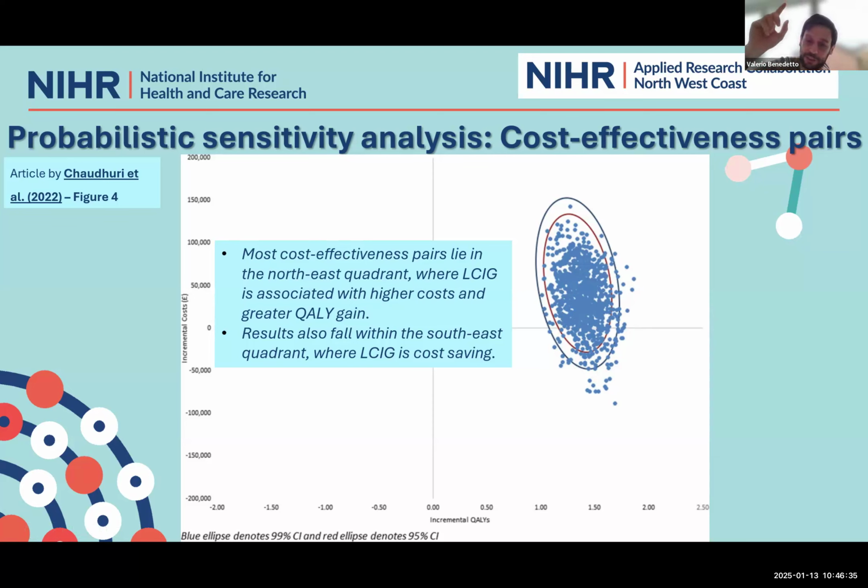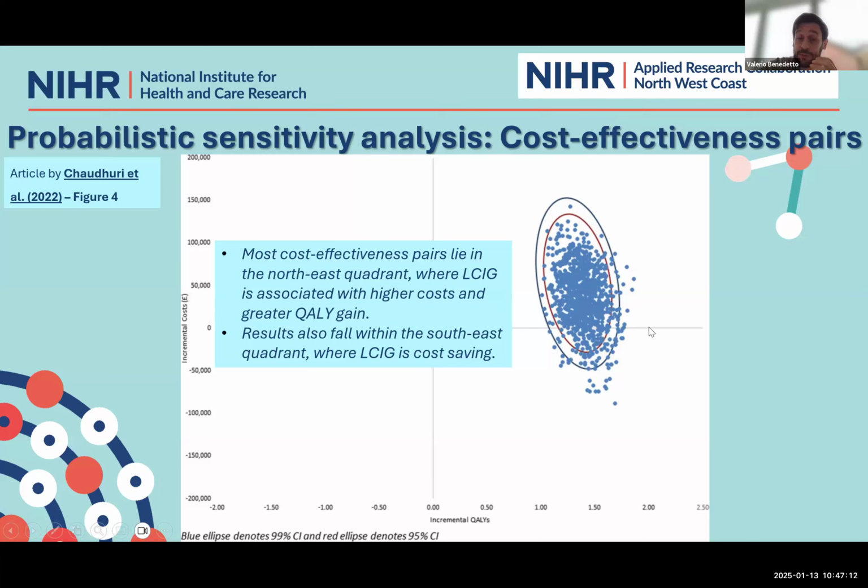So if we go back to the cost effectiveness acceptability curve, you will probably remember that we had a probability of the intervention being cost effective of 17% when the willingness to pay was 0. And that 17% is given by the proportion of cost effectiveness pairs which are below the horizontal axis. So again, there is a relationship between this graph, the cost effectiveness plane, and the cost effectiveness acceptability curve.